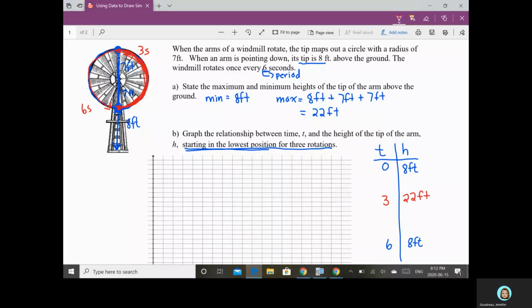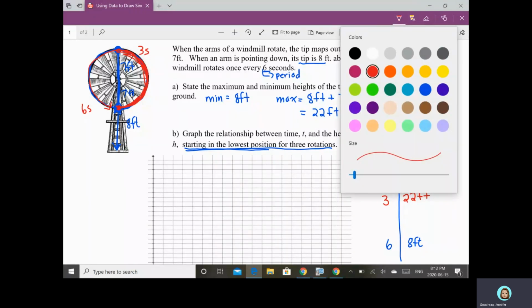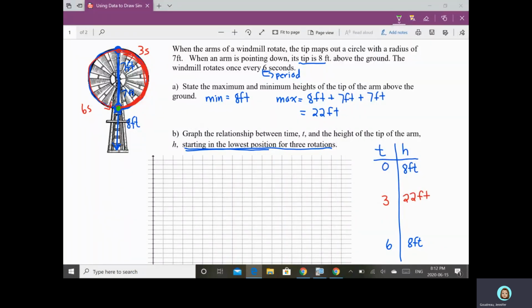Now let's talk about 2 other times. How long would it take us just to get from the bottom, from the minimum point, to where the center of the circle would be? Well, what I notice is that this little green portion here is a quarter of the way around the circle. So if it takes us 6 seconds to go through one rotation, how long will it take us to go through a quarter of a rotation?